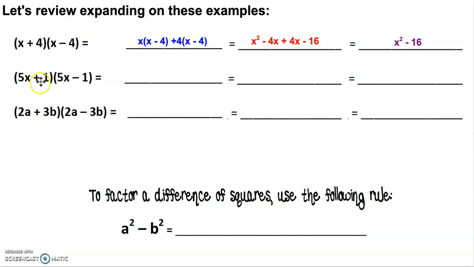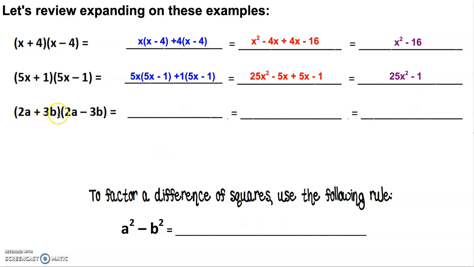Notice 5x plus 1 times 5x minus 1. When I expand that and multiply, notice those middle two terms will cancel, and I'm left with 25x squared minus 1. Once again, a difference, which means subtraction, of two perfect squares.